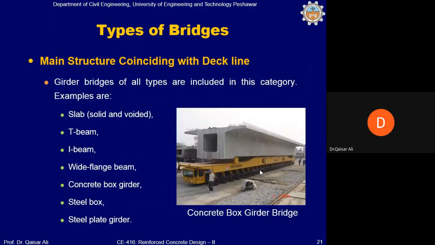The last category of bridges are those where the main structure coincides with the deck line. Many bridges which exist worldwide fall in this category. They are slab bridges, solid and voided. Also T-beam bridges, I-beam bridges, wide flange beam, concrete box girder, steel box and steel plate girder are part of this type of bridges.